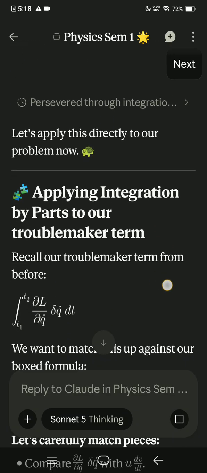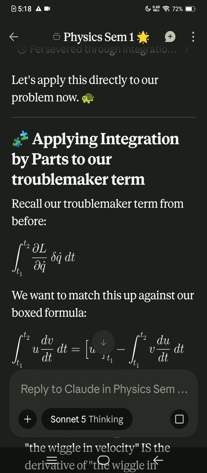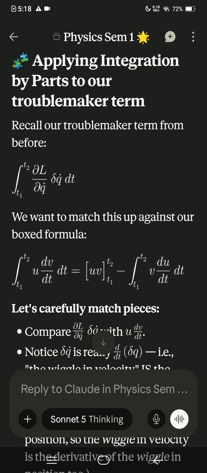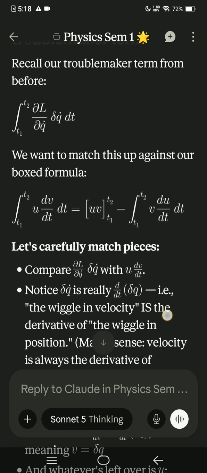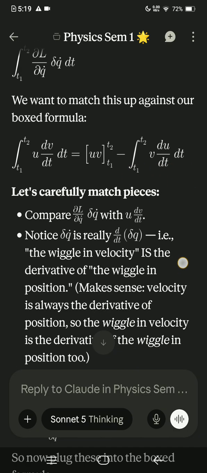Let's apply this directly to our problem now. Applying integration by parts to our troublemaker term. Recall our troublemaker term from before. मुझे मैं पहले वाली पूरी की पूरी इक्वेशन भूल चुकी हूँ, बट एनीवेज दिस फॉर द टर्म. लेट्स अज्यूम वी वांट टू मैच दिस अप अगेंस्ट आवर बॉक्स्ड formula. Okay, so let's carefully match pieces. Compare dl by dq dot del q dot, dl by del q. इस वाले से मैच हो रहा है क्या? I guess this is the term.